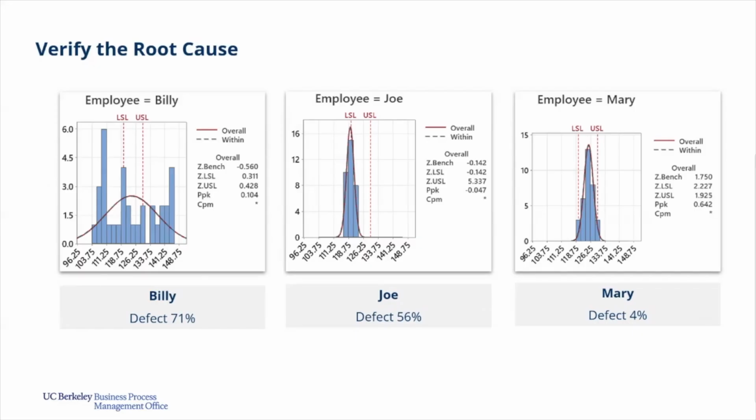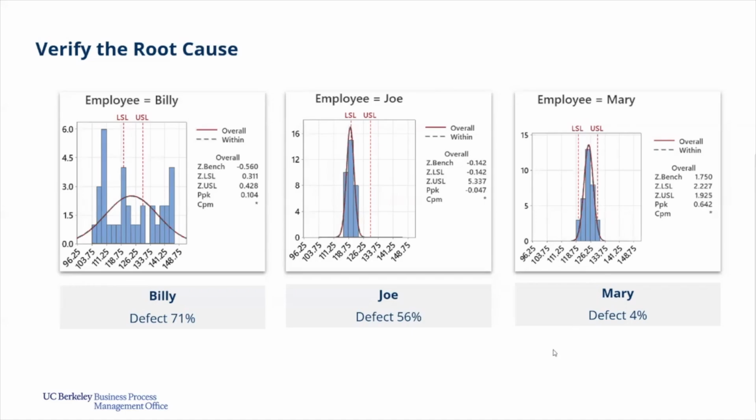Lisa calls out Joe's consistent. He is. But this is the lower spec limit. Joe is consistently bad. His defect rate is almost as bad as Billy. And what about Mary? Mary is like our golden child. This is the one that gets it right almost all the time.